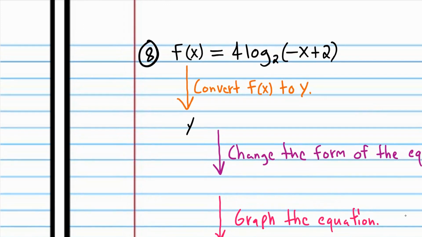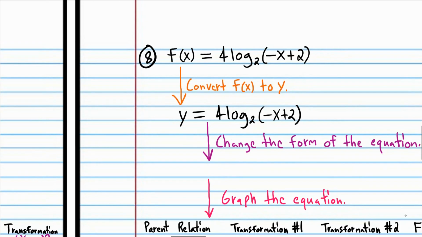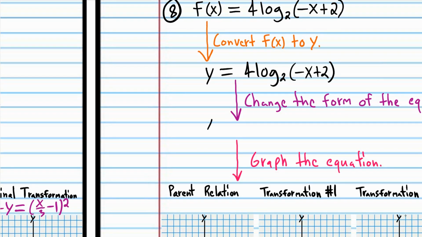Okay, we're back, so we're going to change f of x to y, just so it's easier for us to move the equation around. We don't want to keep using that tedious f of x notation. So now we're going to divide both sides by 4, so we have y over 4 is equal to log base 2 of negative x plus 2.